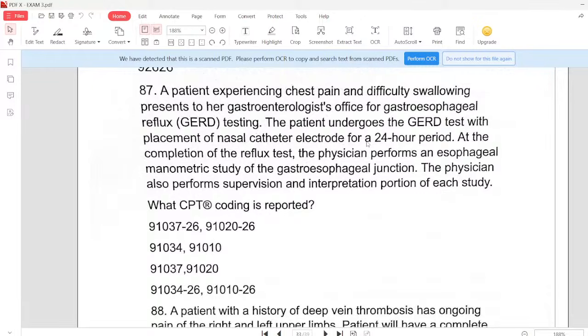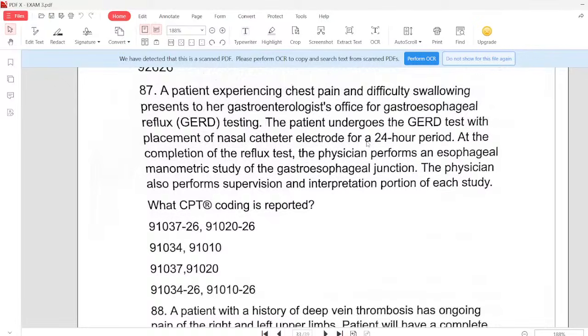Here, the patient undergoes gastroesophageal reflux testing? Yeah, that is the correct one. With the nasal catheter, intraluminal impedance is mentioned. What about 37? Oh sorry, 37 is this code. Okay, what about 34? Let us check 34 also. 34 is esophagus gastroesophageal reflux test. 37 is for esophageal function test, right?